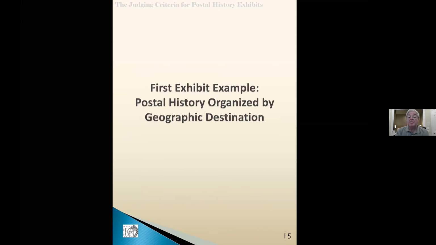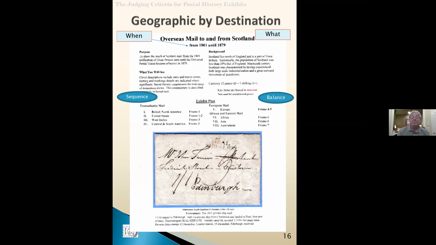First example that we're going to talk about is an exhibit organized by geographical destination. It's Scotland, 1801 to 1879. Here's the title page. This is mail to and from Scotland, geographic destination. The focus is development of expanded global mail system, and the beginning and end is from 1801 to 1879. 3 major geographic areas: transatlantic mail, European mail, and African and Eastern mail. The balance is with 6 specific areas, such as British North America, United States, West Indies.